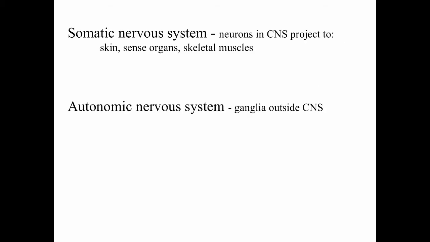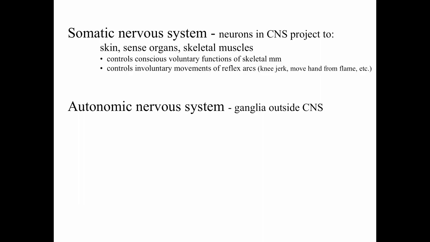We can talk about the somatic nervous system and the autonomic nervous system. The somatic nervous system would be neurons in the central nervous system that project to, say, the skin or to sense organs or to primarily skeletal muscles. And the somatic nervous system controls the conscious, voluntary functions of our skeletal muscles. The somatic nervous system also controls involuntary movements of significant reflex arcs, like the knee-jerk reflex or moving your hand away from a hot flame. Those would all be controlled by the somatic nervous system.